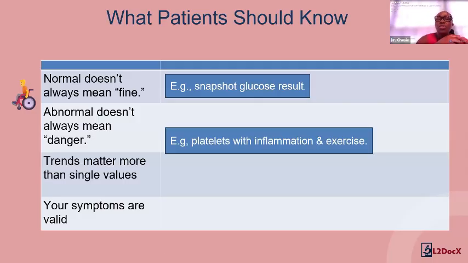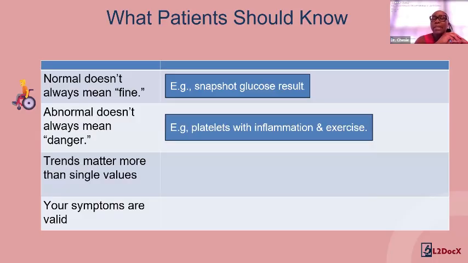The next thing we want patients to know is abnormal doesn't always mean danger. So the fact that your results are out of the normal range doesn't mean that you are in danger. It doesn't mean that you're dying. The example I'm going to give you is platelets. Platelets, which are one of the cells that we have in blood, tend to increase when you do intense exercise. Let's say you go out to jog, or you play soccer, or you run a lot, or just anything that is really intense. When you are involved in intense exercise, your platelet levels will increase.